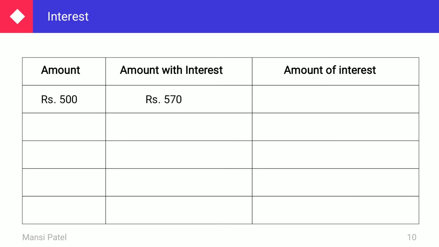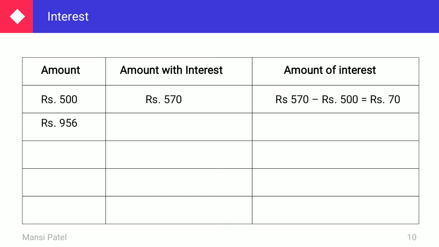If you want to find out the amount of interest, how can you find it? From the amount with interest, you have to subtract the amount. Means from this 570, you have to subtract this rupees 500. So rupees 570 minus rupees 500 is equal to rupees 70.